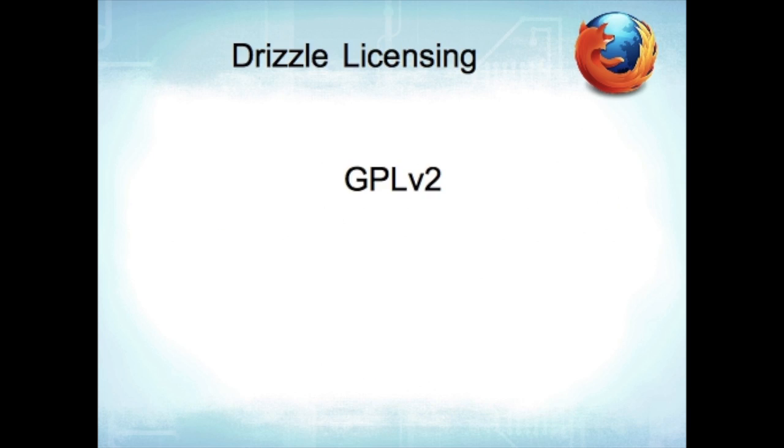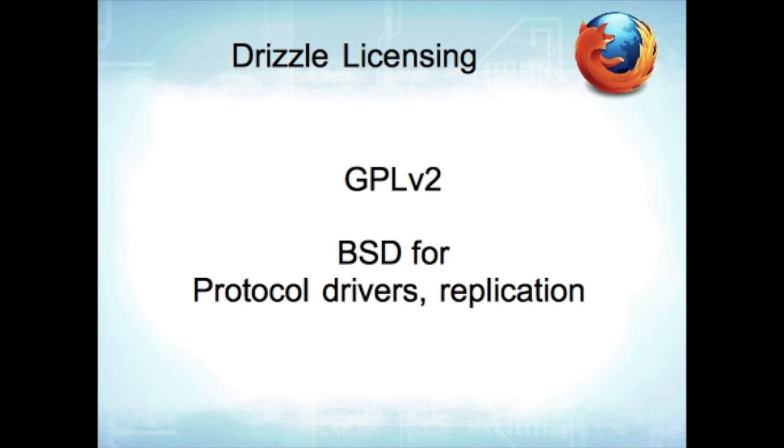Drizzle licensing is GPL v2 because they forked MySQL. MySQL is GPL v2, but there are BSD licenses for things like protocol drivers and their replication messaging system. So some of their new stuff is BSD because they wanted a more permissive license. But once something is GPL v2, they can't just take it and say, okay, let me make it more broad.